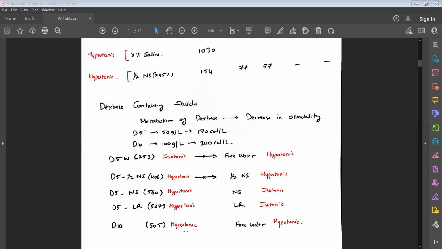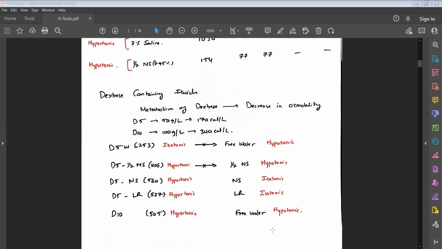10% dextrose in water is also hypertonic, but when the glucose is metabolized, it becomes free water, which is hypotonic.